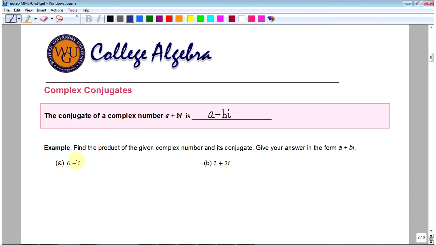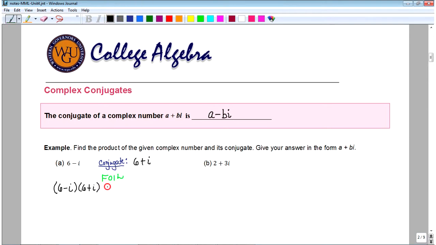So in our first example, we have the complex number 6 minus i. Its conjugate is going to have the opposite sign for its imaginary part. So that will be 6 plus i. We're being asked to find the product of these two numbers. So we're just finding 6 minus i times 6 plus i. And this means we're using the distributive property or the FOIL method.